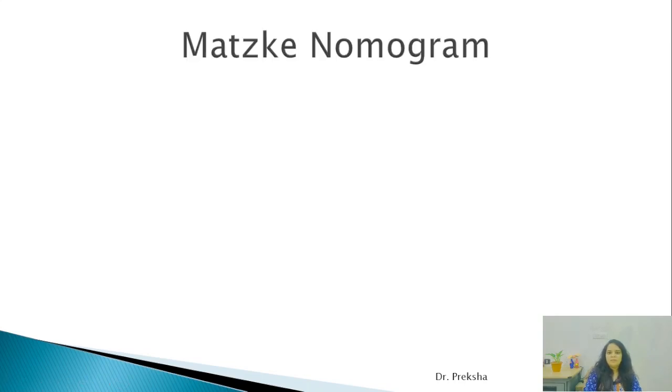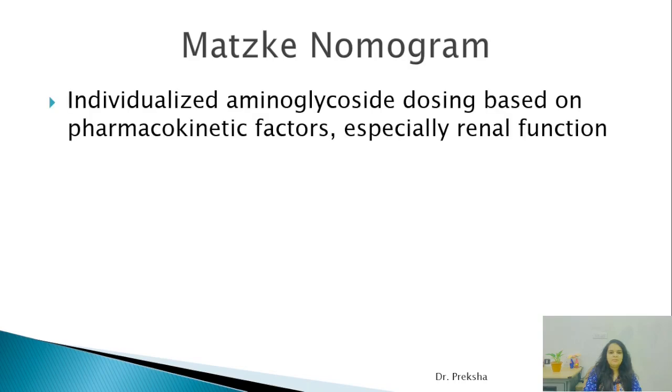So let us revise the Matzke nomogram in today's video. Matzke nomogram is used for individualized aminoglycoside dosing based on pharmacokinetic factors, especially renal function, and that is calculated with the help of creatinine clearance.